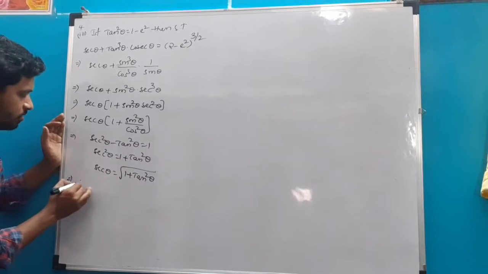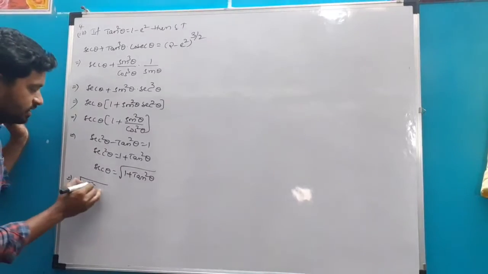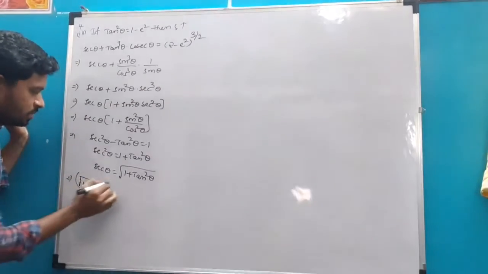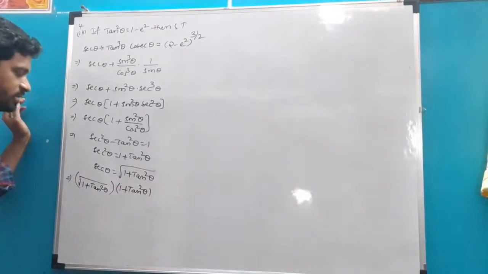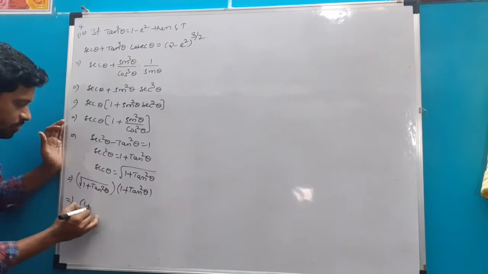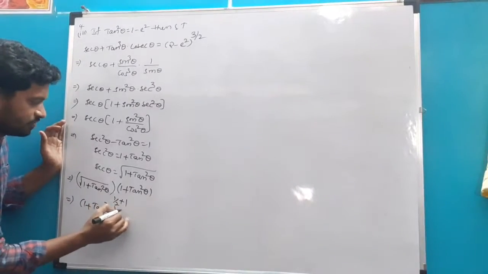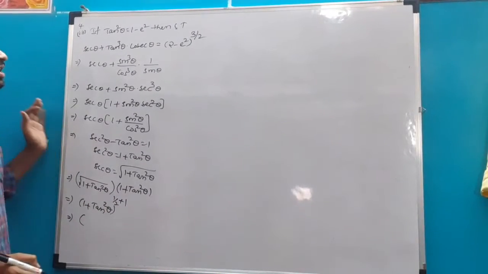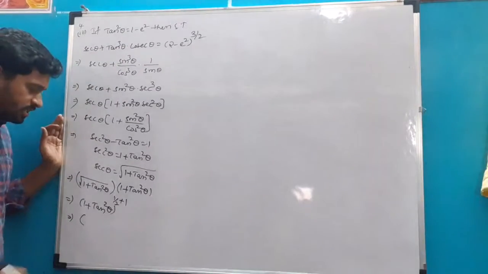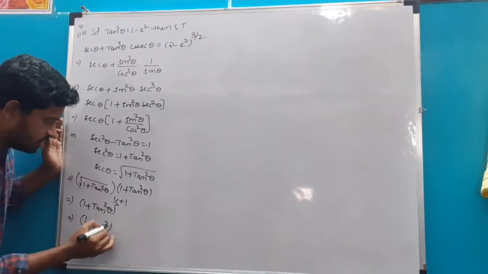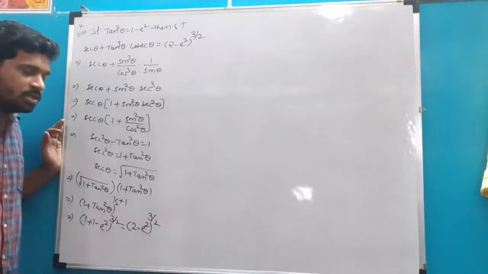Here we can write secant theta equal to root over 1 plus tan square theta, into 1 plus sin square theta by cos square theta, which is nothing but 1 plus tan square theta. Overall the value will become (1 plus tan square theta) whole to the power of 1 by 2 plus 1. And what is the value of 1 plus tan square theta? The value of tan square theta is 1 minus e square, so it will become 2 minus e square, whole to the power of 3 by 2.